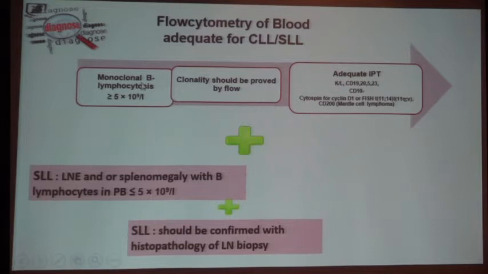As we just said, CLL is actually a blood disease. We have a monoclonal B lymphocytosis in the peripheral blood of more than 5,000. SLL is the same entity, but it is in the lymph node and the spleen, and we have a peripheral blood lymphocytosis of less than 5,000 per cubic millimeter of blood. SLL should be confirmed with the histopathology of the node, and the blood count should be less than 5,000.